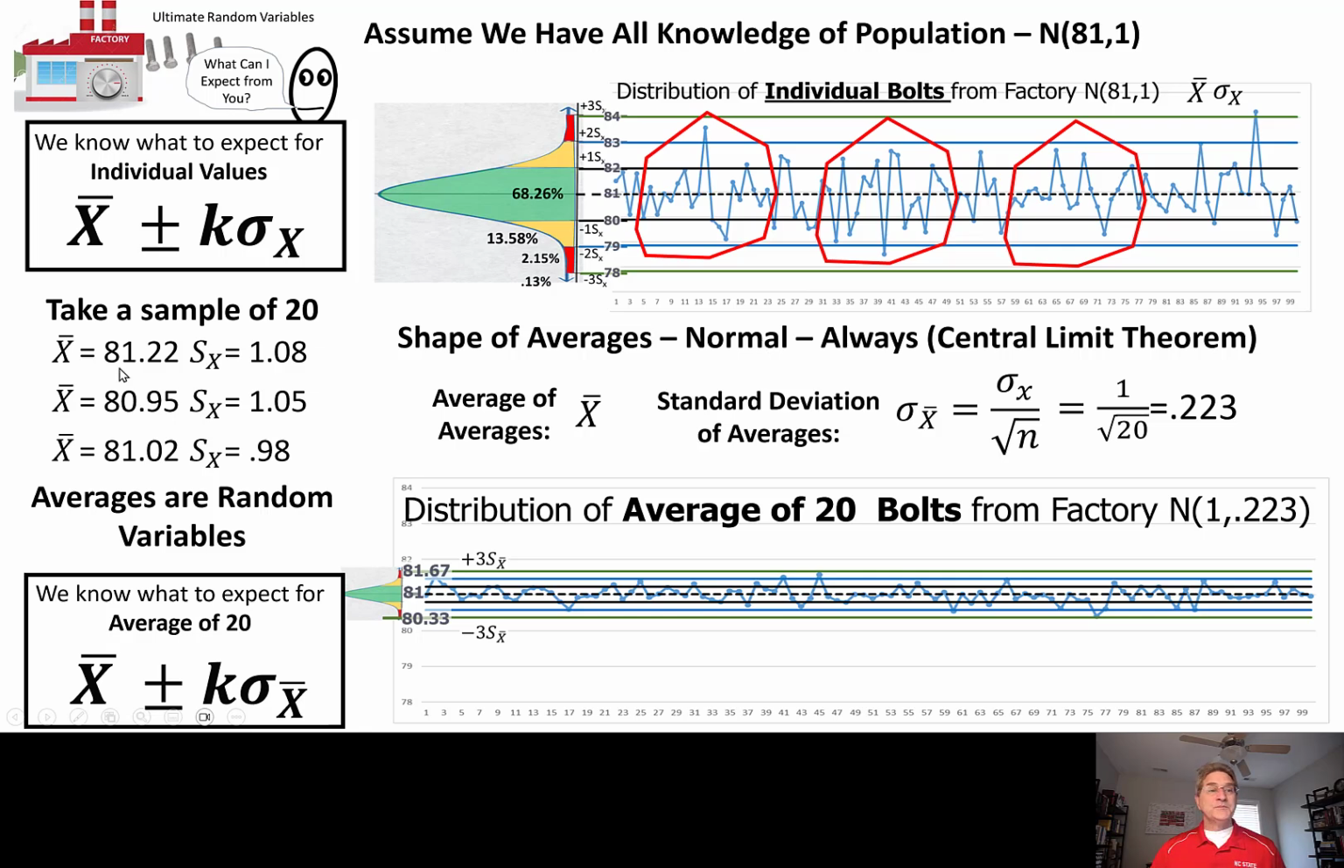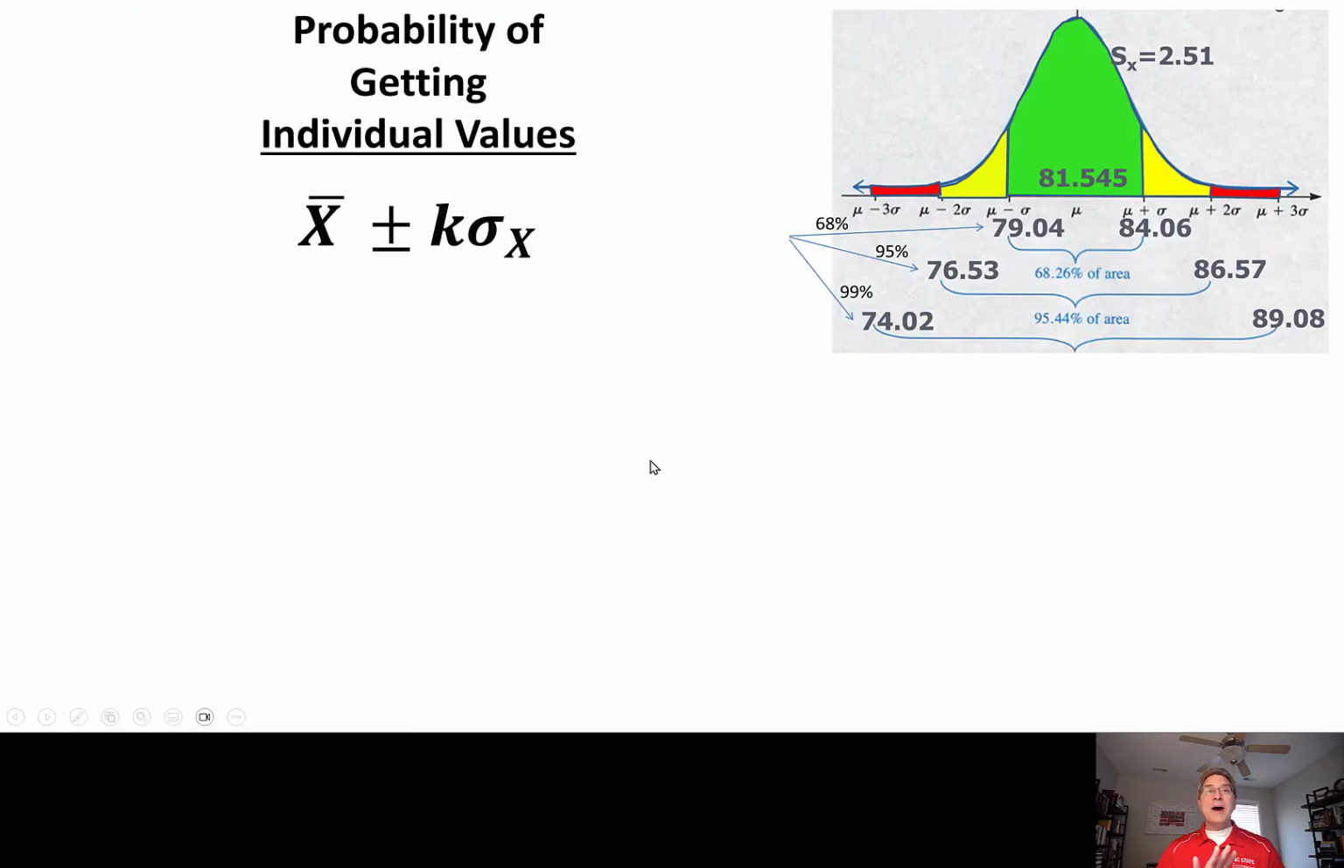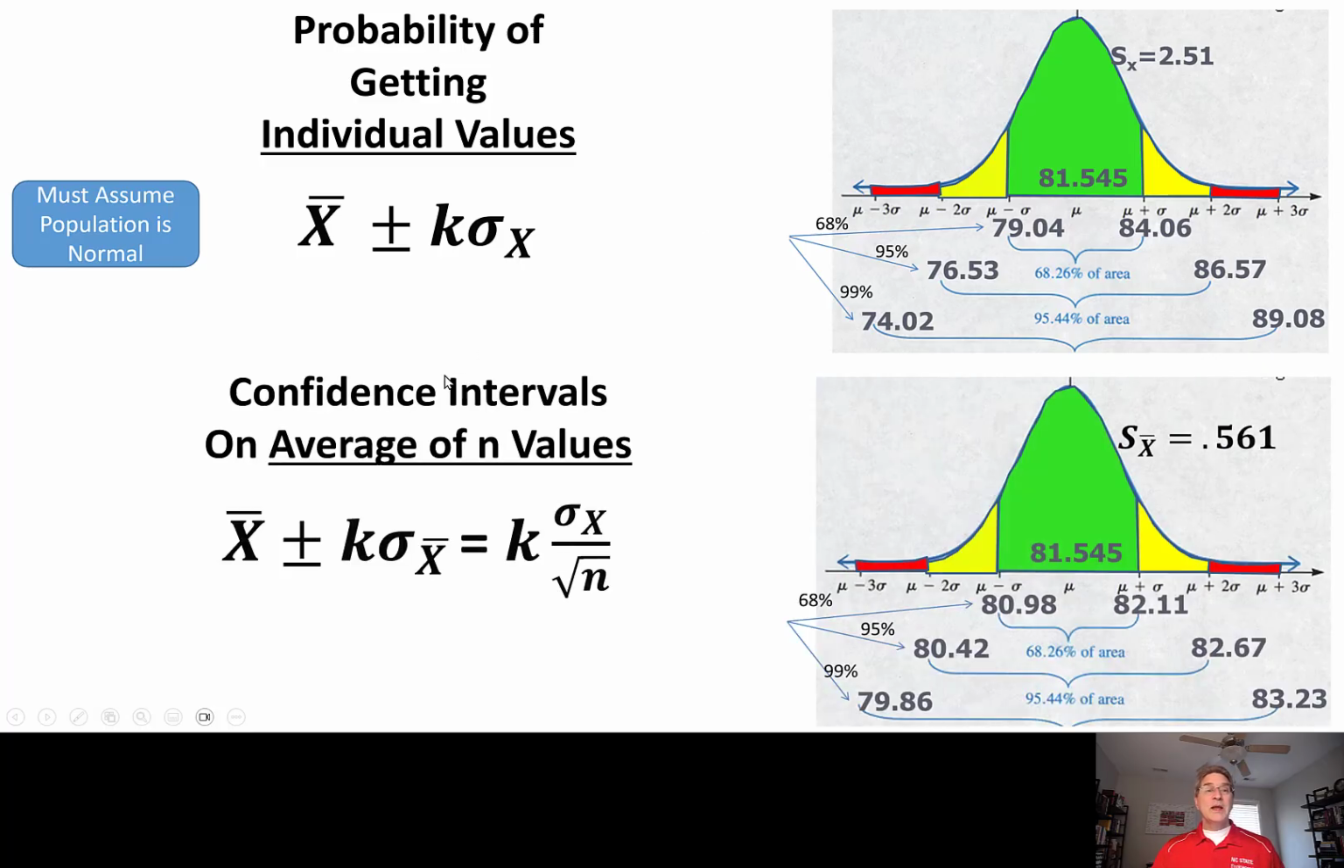So the same thing, we can use the average that we calculate as the estimate of our population. We can use the standard deviation as the estimate of our population. Then we can divide it to get the estimation of our average distribution. So now we have two things. We have one, the probability of getting individual values, which is what we've been using all along. But with that, you have to assume the population is normal. We've said that all along. Even if it's not normal, we might be in the ballpark, but you have to assume it's normal for this to be completely true. Now we have confidence intervals on the average of n values.